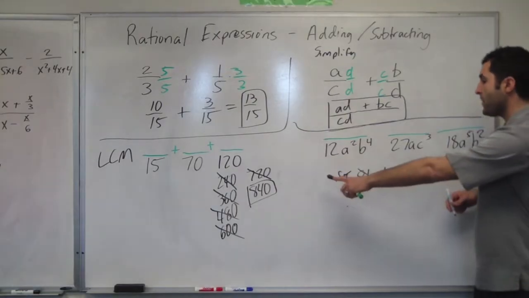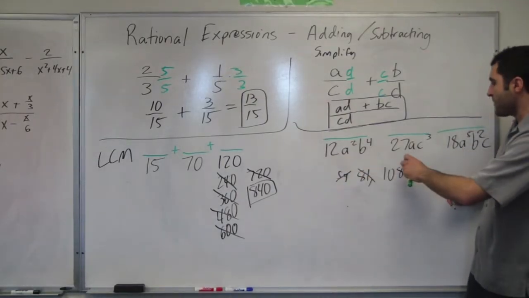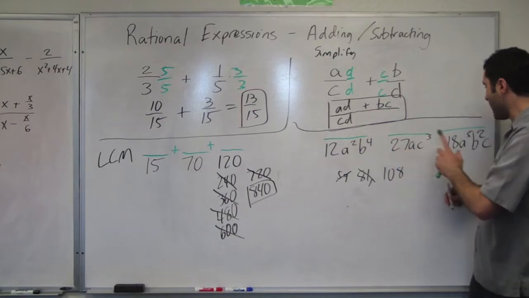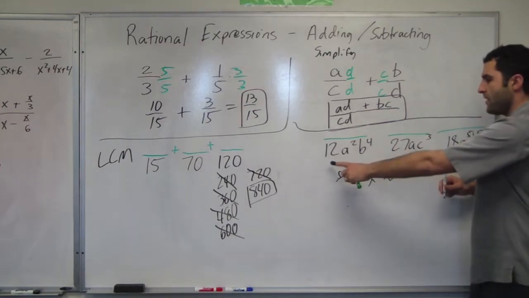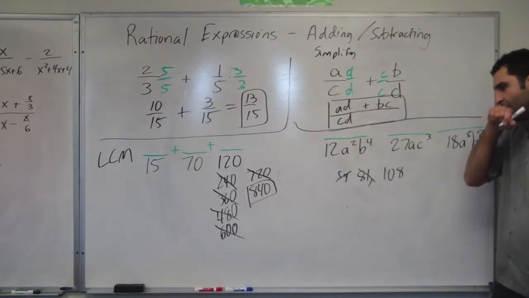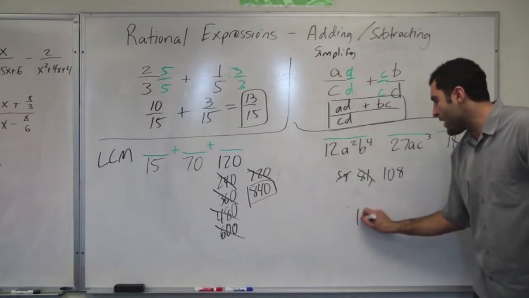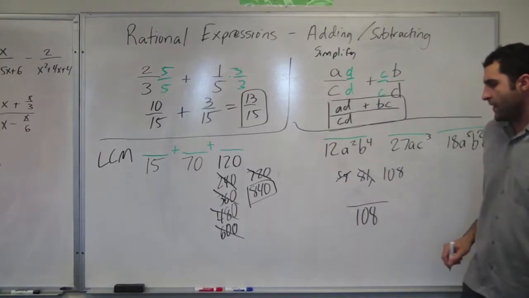In fact, you could even multiply one of these by 6, like 18 by 6, because they share a common factor of 6. That's another one: 108. So the denominator would be 108 something. Let's erase this.